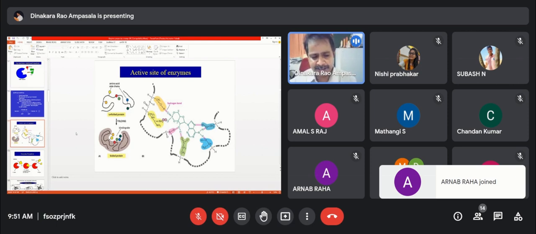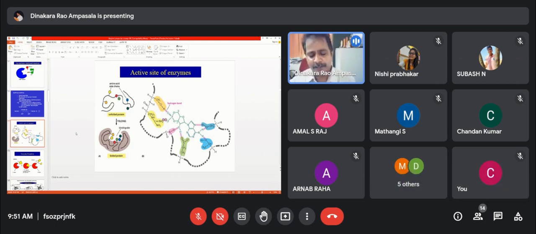In an enzyme you can find more than one active site. Okay, so this active site is the one that particularly interacts with the substrate, not the remaining protein. The remaining protein portion of the enzyme may not interact. Okay, only the portion which forms the active site will interact with the substrate molecule.